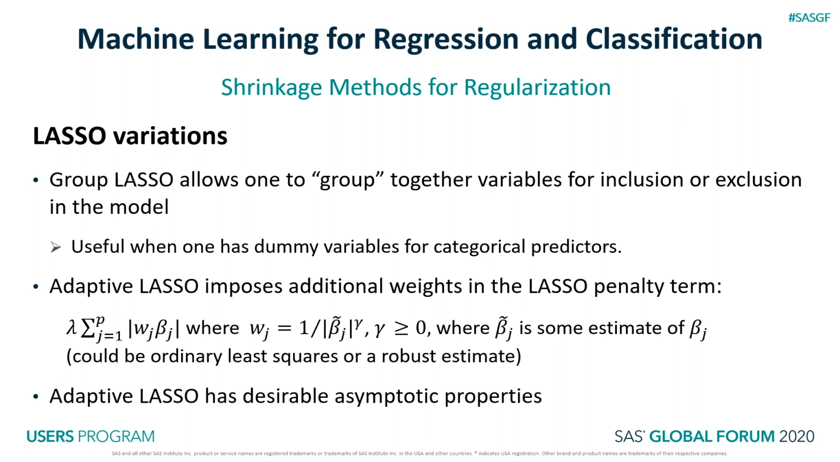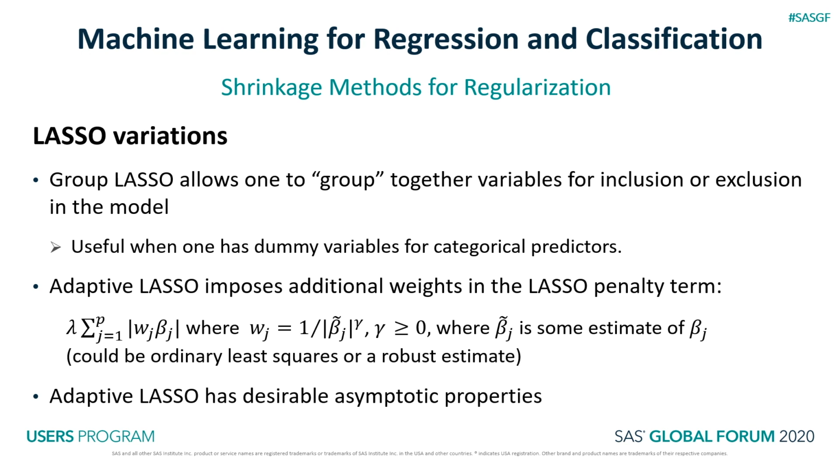So there are several variations on the LASSO now. One of the things that we often want to do in a regression is to fit categorical variables, and to put them into a regression we create a bunch of dummy variables, and we would like those dummy variables to all be in the model or out of the model at the same time. And so the group LASSO allows us to do that, and it's actually more general. You can specify any group of variables to come in and go out at the same time.